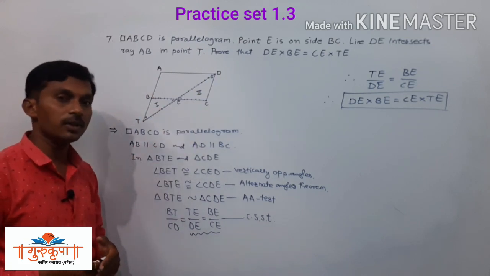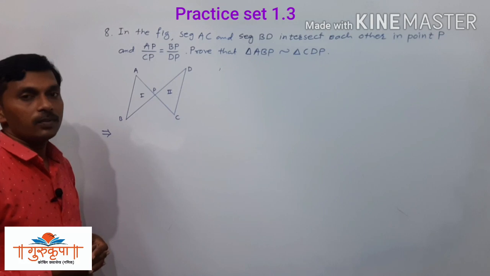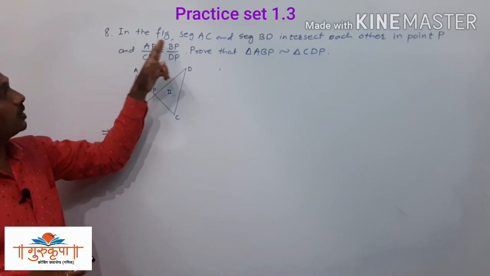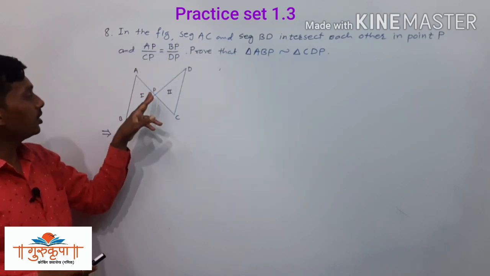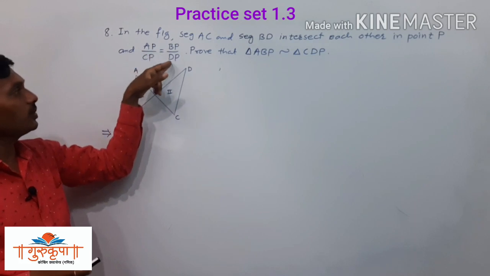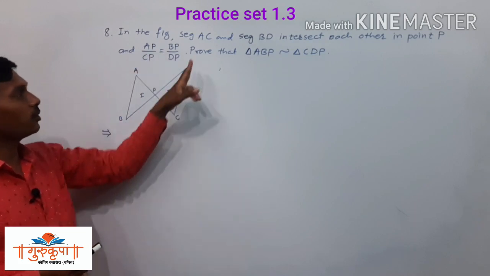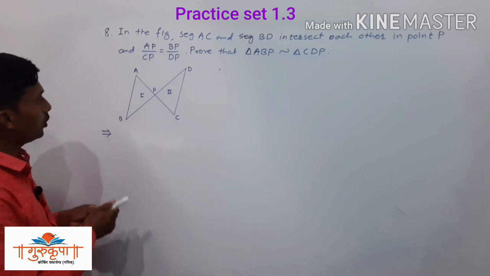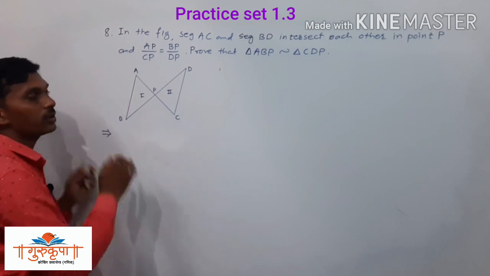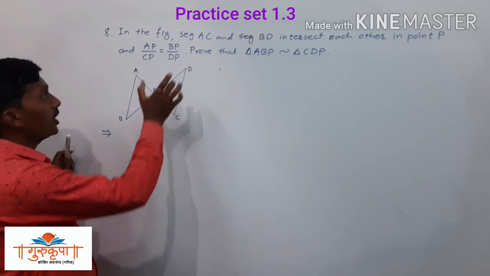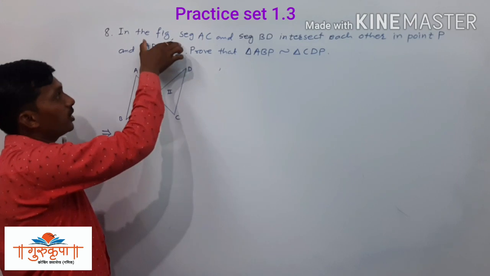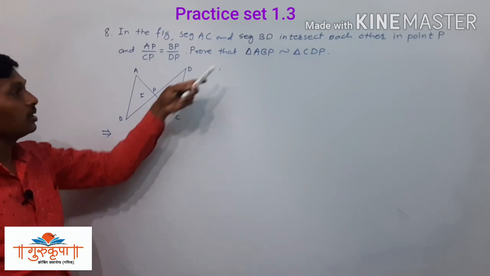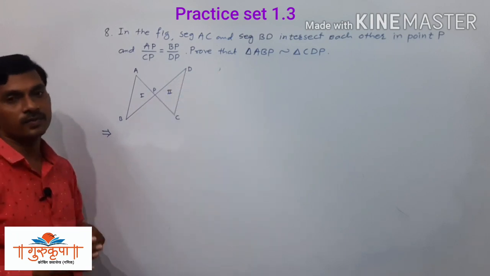Now we will take example number 8 from the practice set 1.3. The example is, in the figure seg AC and BD intersect each other in point P, and AP upon CP is equal to BP upon DP. That is given information. Then prove that triangle ABP is similar to triangle CDP. We have to prove that these two triangles are similar to each other. It is already given that the two sides of triangle ABP proportionally divide the two corresponding sides of triangle CDP.